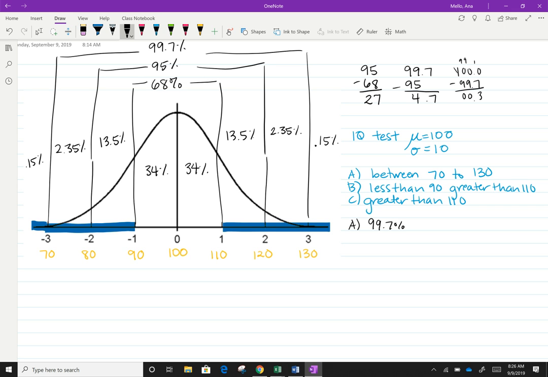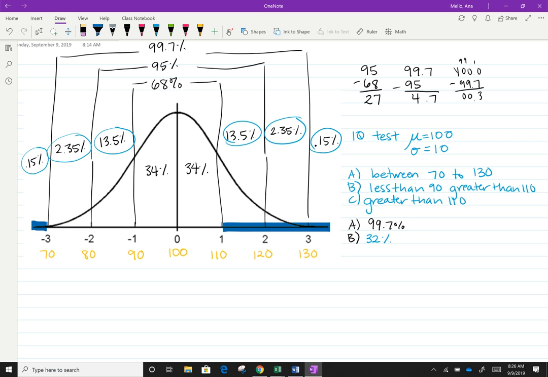And if you add up all of those percents that I've written in the middle for you, they will add up to 100. So less than 90. For B, I'm going to write out all of these values. Less than 90 is 0.15%, 2.35%, 13.5%, 13.5%, 2.35%, and 0.15%. It can also be seen as the complement of 68%. That's going to add up to 32%. Okay. I have my 27 plus my 4.7 plus my 0.3. It gives me 32%.